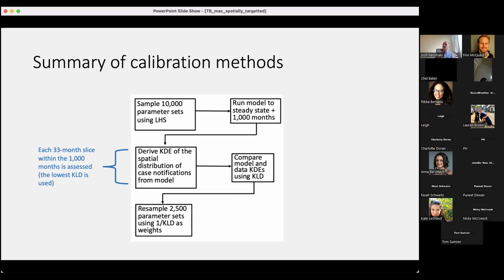And then we derived the KDE of the spatial distribution of case notifications from the model, and we compared that to the data as well. We compared the two using the Kullback-Leibler divergence. And then we used the KLD as weights to resample which parameter sets best recreated the data. Again, the goal of this calibration was to recreate the local intensity of cases and the clustering of cases throughout the district.